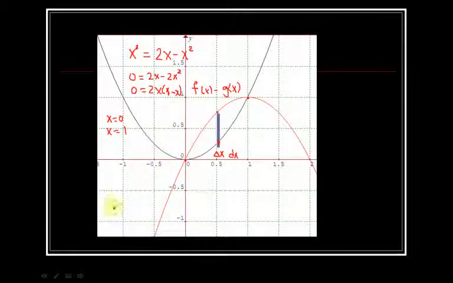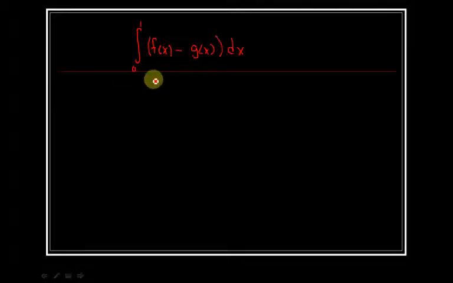So let's go on to our next page and write out a formula. If I take the integral from 0 to 1, that's the region that we're going to, of f of x, which was my top function, minus g of x, all multiplied by dx, which is my area. If I sum up all of those rectangles, I should get the area. So let's go ahead and do that.